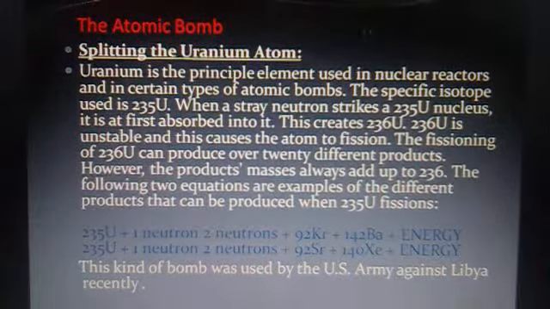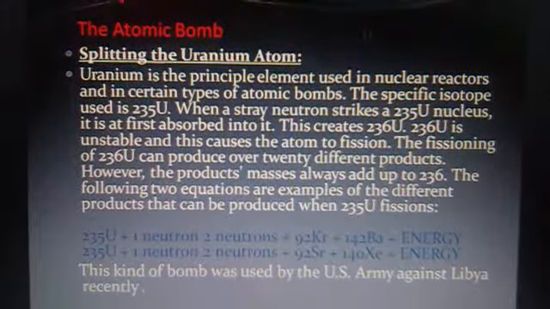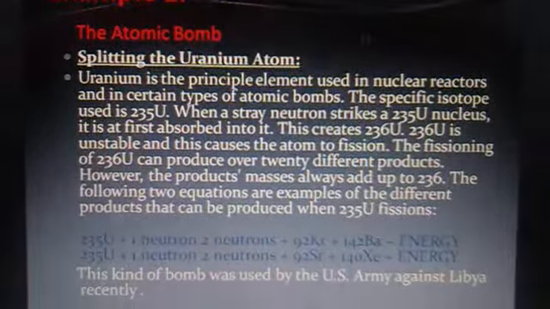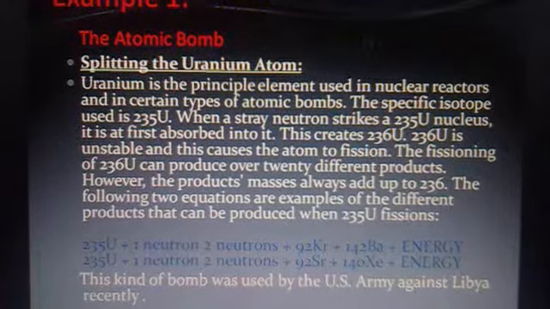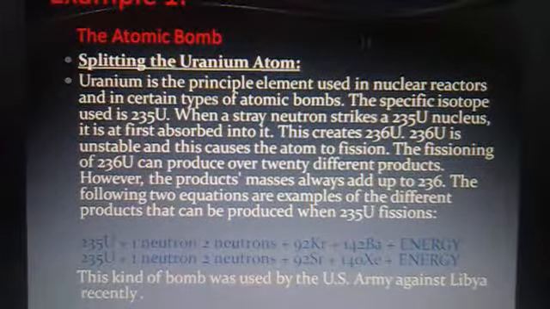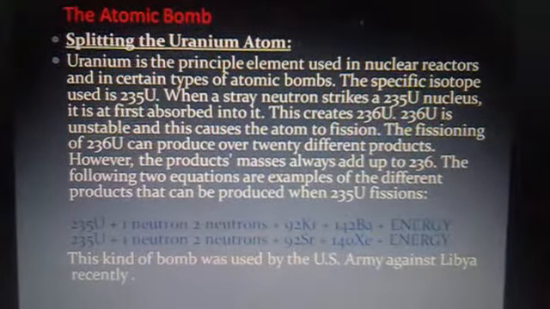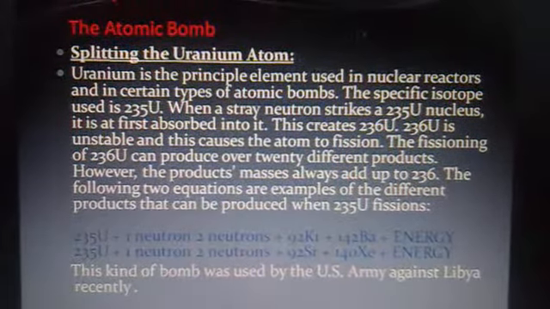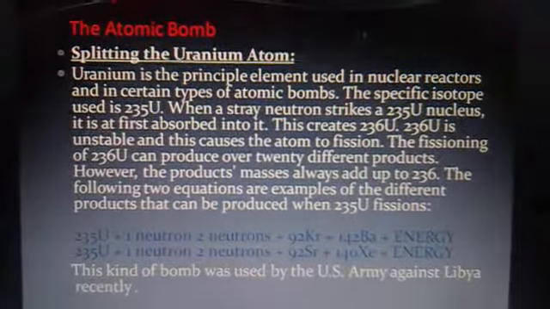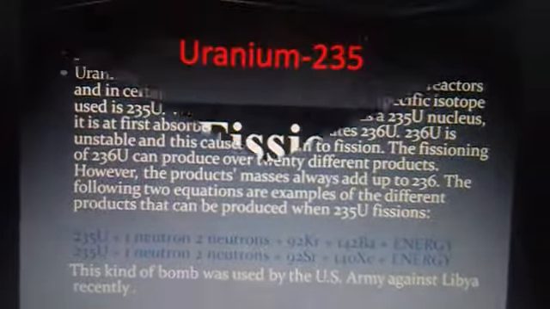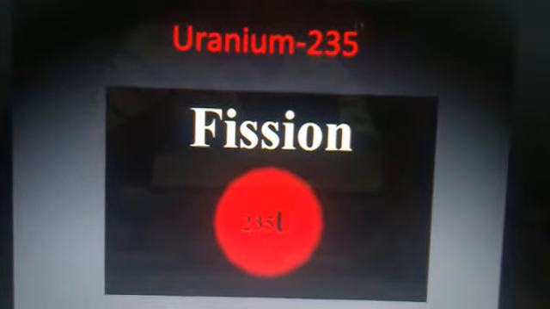The fissioning of uranium-236 can produce over 20 different products. However, the products' masses always add up to 236. The following two equations are examples of the different products that can be produced when uranium-235 fissions. By the end of each reaction, energy is released, which is the energy released when a bomb explodes. This kind of bomb was used by the U.S. Army against Libya recently. This is a picture of uranium-235.